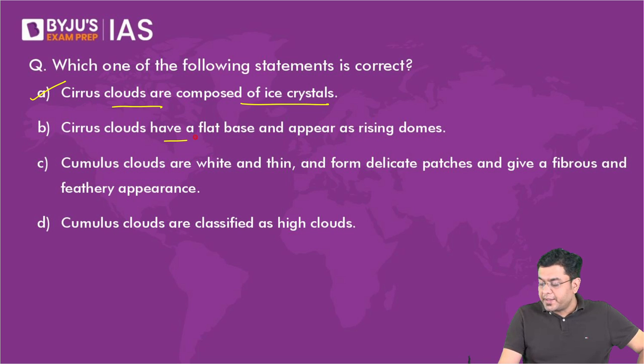This is incorrect. Which cloud has a flat base and appears as rising domes? Which type of clouds? You have the kind of clouds that we have seen, which has a flat base and which appear as rising domes, and that is stratocumulus.